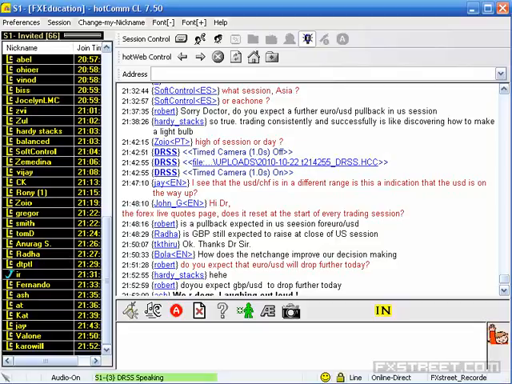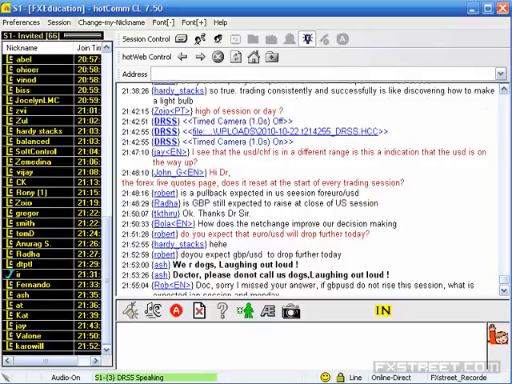Then Hardy says, trading consistently and successfully is like discovering how to make a light bulb. It is not that difficult, sir. According to me, it is child's play. Once you understand the trick of the trade and do it very nicely, like a professional pickpocket. Initially you might struggle, snatching things and so on. Later on, they do it with ease.